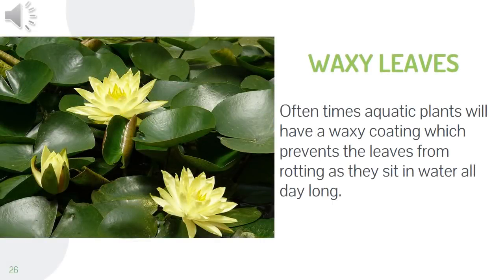Waxy leaves are an adaptation that we're going to see in multiple ecosystems, but the purpose is different for different ecosystems. So in the aquatic ecosystem, oftentimes the plants are going to have a waxy coating, and that prevents the leaves from rotting because they're sitting in water all day long. So in this case, we're trying to keep too much water out of the leaf by having that waxy coating.